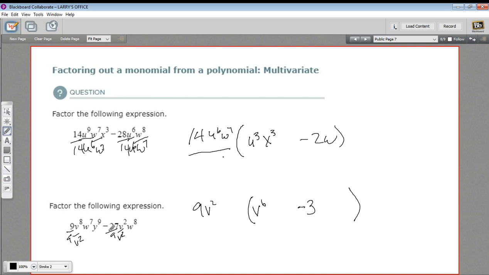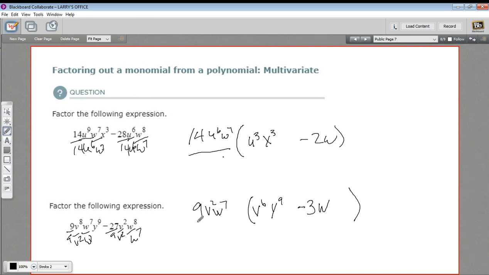Let's try the w's. We have w to the seventh and w to the eighth. So we're going to factor out the w to the seventh. Here, dividing by w to the seventh leaves just 1. Don't have to write that. W to the eighth divided by w to the seventh is w to the first. So that's just a single w there. And then we have this y to the ninth and no y's over there, so we can't factor anything out. They don't have it in common. So that just stays in our first term.